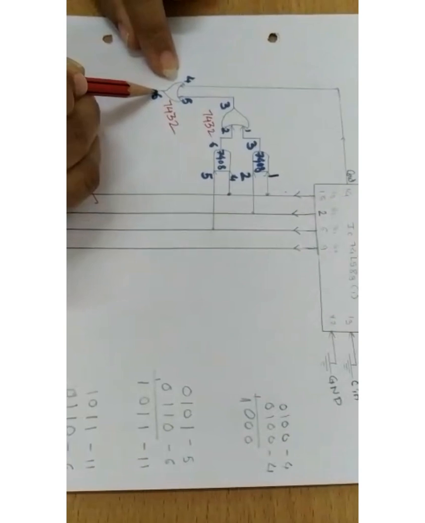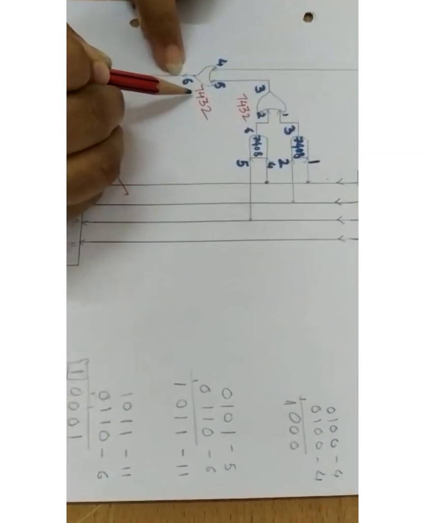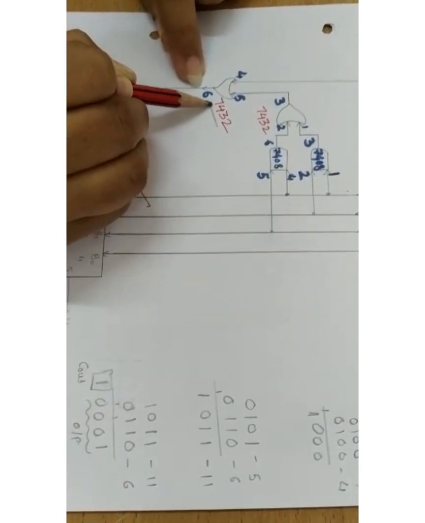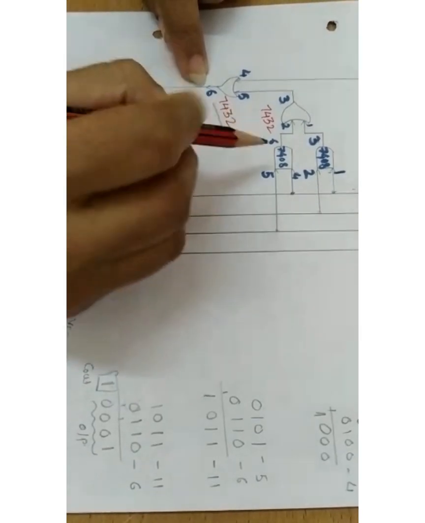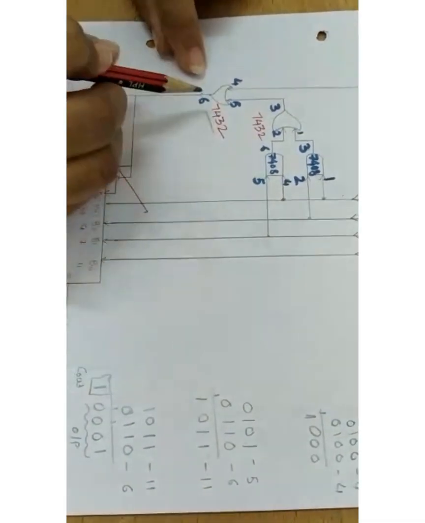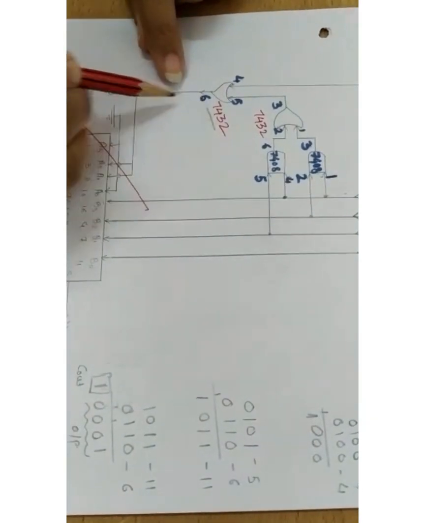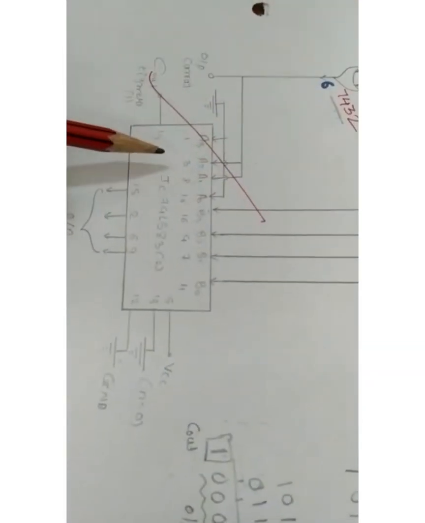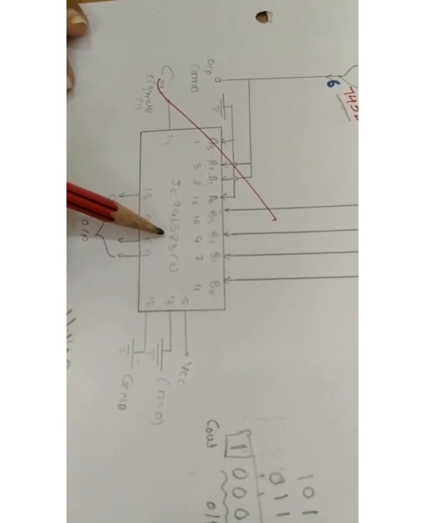So you are getting the final output at pin number 6 of the OR gate, that is 7432. 7432 is the OR gate IC. 7408 is the AND gate IC number. Okay, so this pin number 6 is connected to the next input of the adder IC.